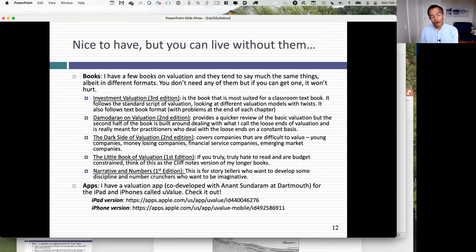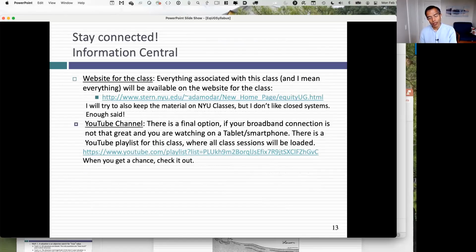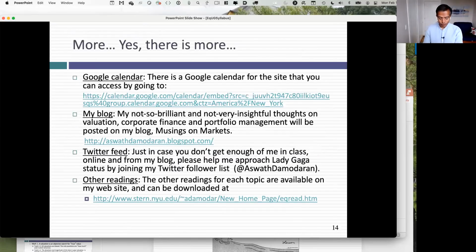I don't know how many of you have Apple devices, an iPhone or an iPad. I actually created a valuation app called UValue that you can download on the Apple Store, and it comes with a money back guarantee. You know why? It's free. So if you don't like it, tough, you'll get your money back, but there's no money in the first place. But actually it does a pretty good job of valuing companies. And it'll do it for nothing. Give it a shot because it takes much of what we talked about.